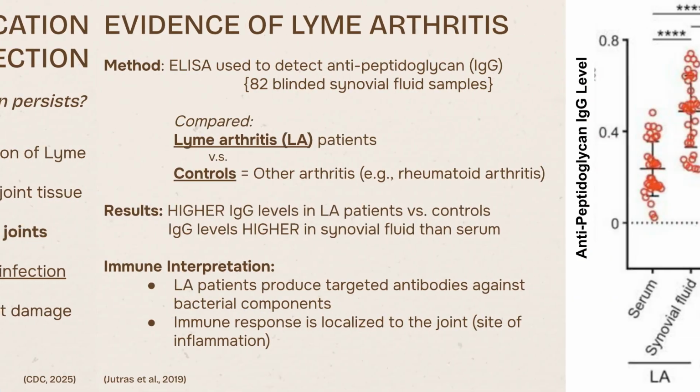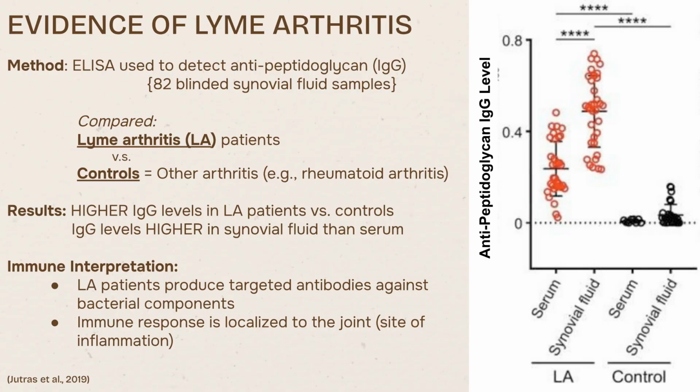To better understand the immune response in Lyme arthritis, researchers used an ELISA test to measure anti-peptidoglycan IgG levels in synovial fluid samples. These samples came from 82 patients and were blinded, meaning the researchers did not know which samples were from Lyme arthritis patients and which were from other types of arthritis, like rheumatoid arthritis. Peptidoglycan is a major component of bacterial cell walls, so antibodies against it help indicate an immune response to bacterial infection. The results showed that IgG levels were significantly higher in patients with Lyme arthritis compared to the control group.